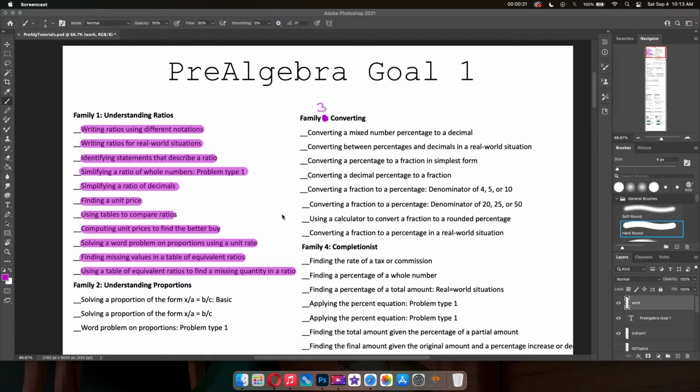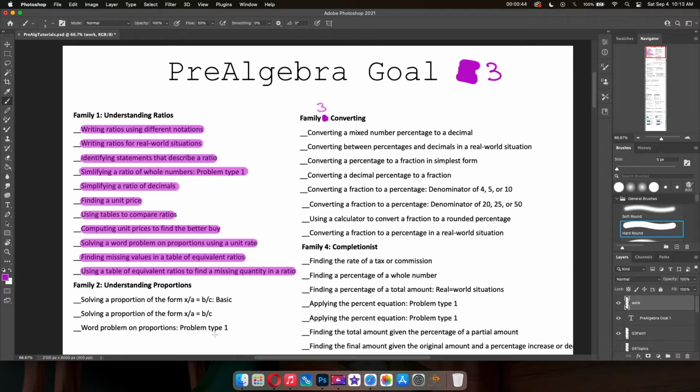So for today, we're going to be looking at pre-algebra goal 3, which is not what I have written down. So give me a second. Let me cross that out and fix that for you. This is, in fact, goal 3 that we're looking at. Ta-da! All fixed.